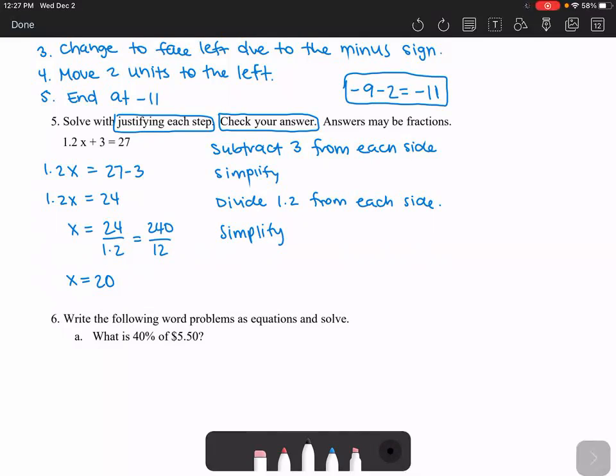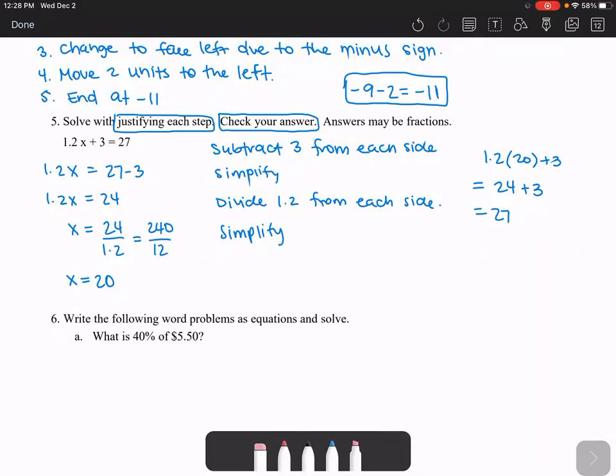Oh, and now we need to check our answer. So that just means to plug in x, what we got was 20. So whenever we do this, 1.2 times 20 is just going to give us 24. You can write that out to the side explicitly if you want, but I'm not going to here. So we're going to get 27. So checking your answer is mainly just for you to double check and make sure that you did your last steps correctly.